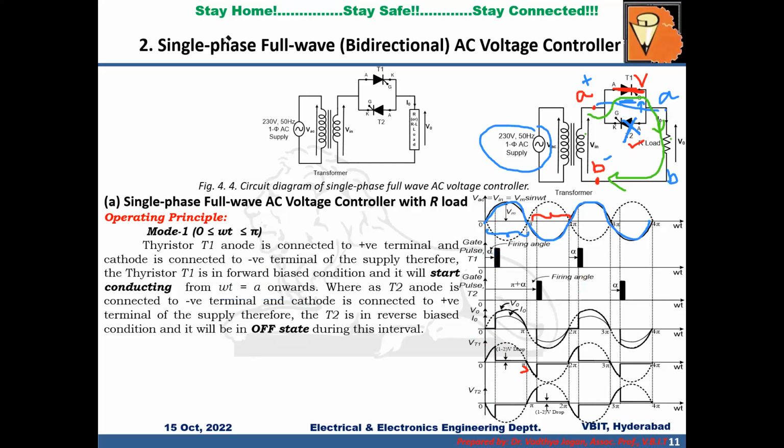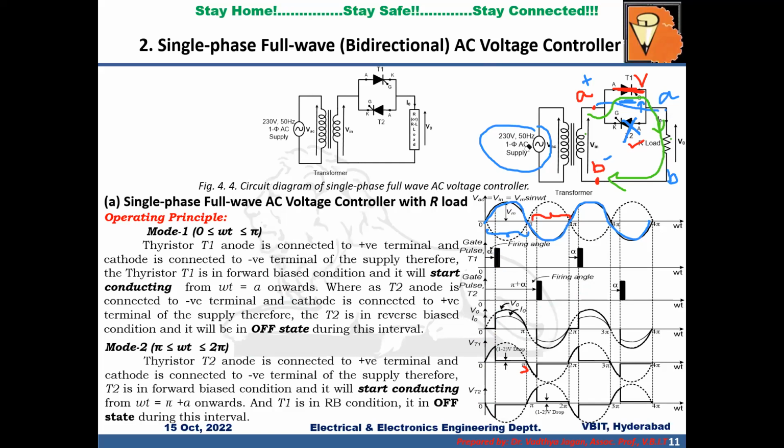Now we'll move on to the negative half cycle. So during the negative half cycle, the polarity will get reversed, right? So now let us see the polarity of terminals A and B. Previously, terminal A was at higher potential. Now it will go to lower potential, whereas terminal B, which was at lower potential, will now go to higher potential.